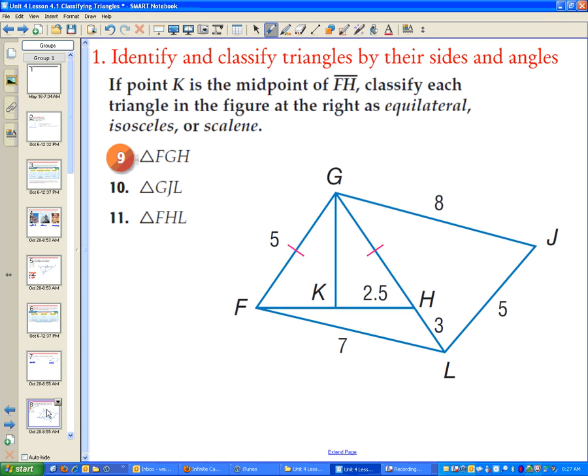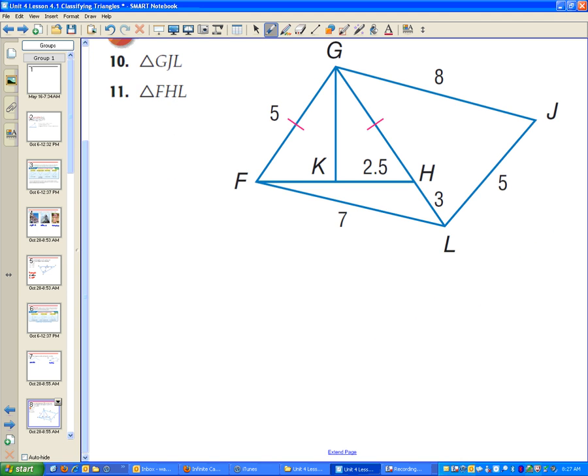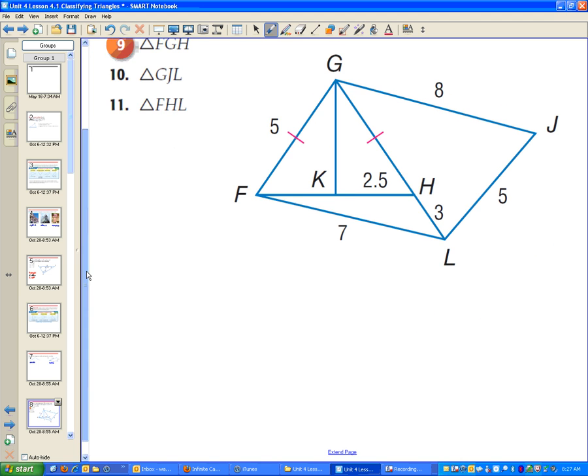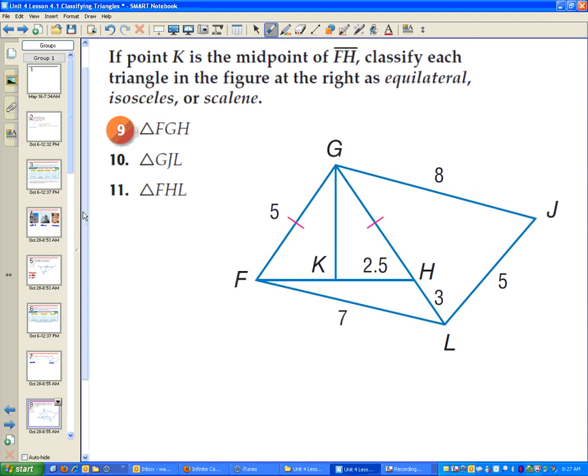All right, let's see here. If K is the midpoint of segment FH, so I'm going to mark something on here. If K is the midpoint of segment FH, then those 2 segments, KF and KH, are congruent to each other, aren't they? Okay?